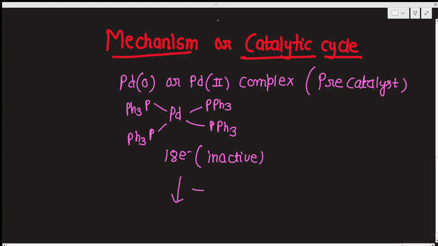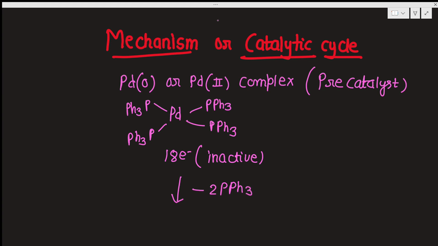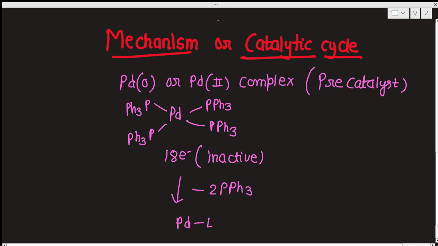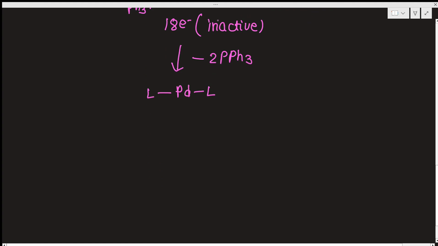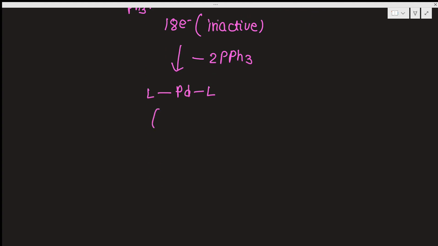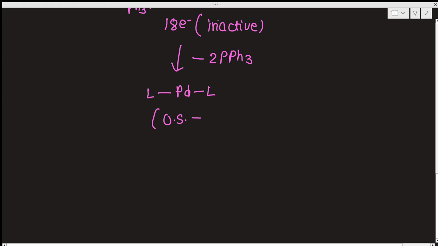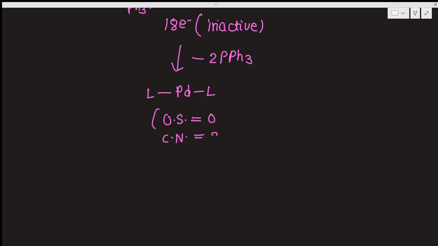So firstly, it will remove 2 ligands, means 2 PPh3 ligands, it will leave out. So now you are getting palladium with 2 ligands. I am writing them down as L because these are ligands. These may be PPh3, these may be DBA, anything. So here now we have taken PdL2. Okay, here palladium is in 0 oxidation state. Okay, and now coordination number you can see is equal to 2, and it is having 14 electron count.